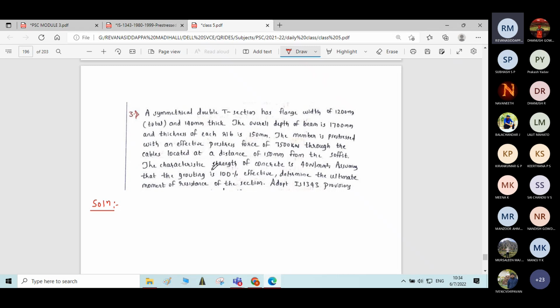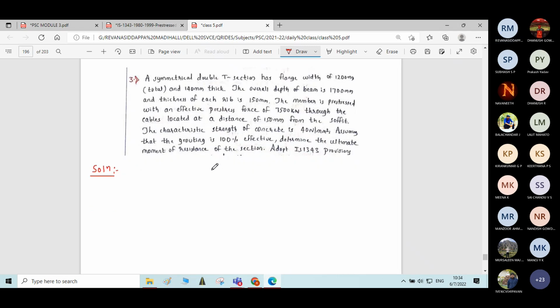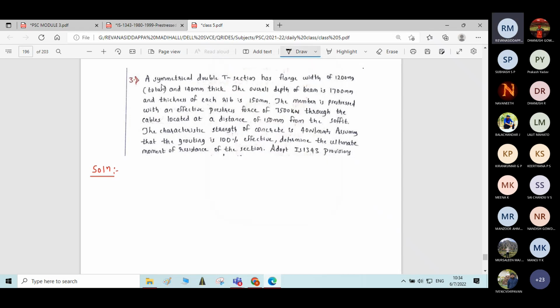So it is a problem on a symmetrical double T section. Okay, there are two webs. A double T section has two webs. Let me read the diagram. What he says is a symmetrical double T section has a flange width of 1200 mm total, meaning total length, and 140 mm thick. First, let me read the diagram of a double T section.